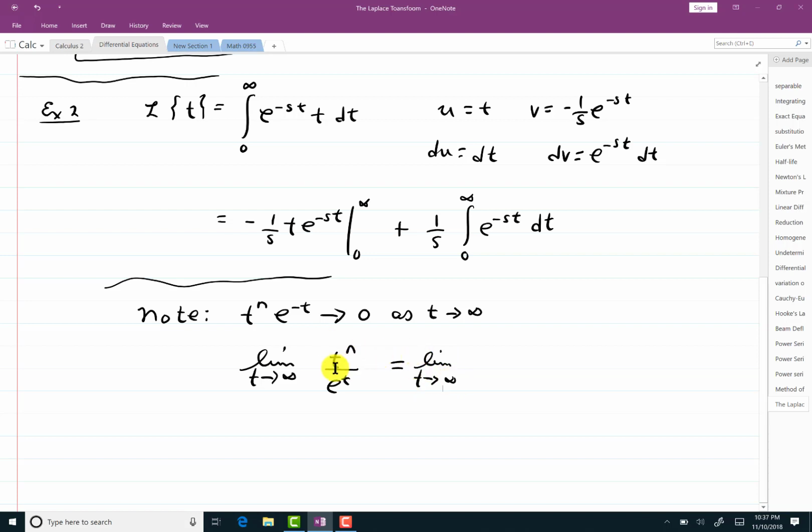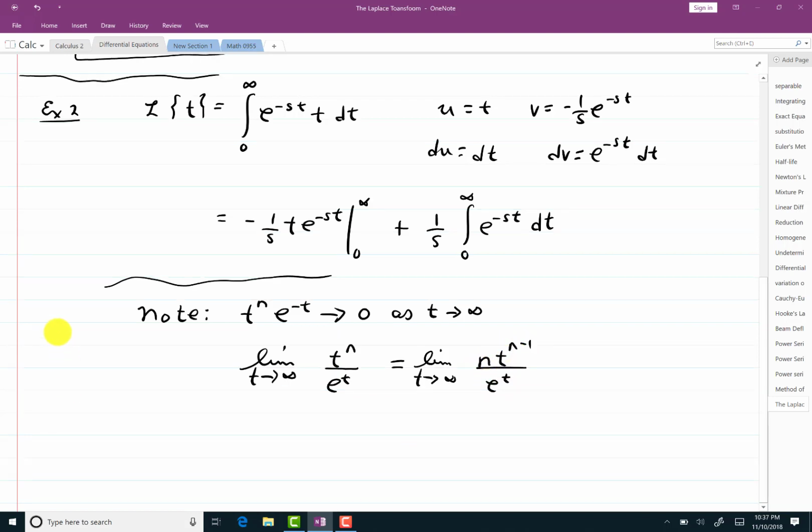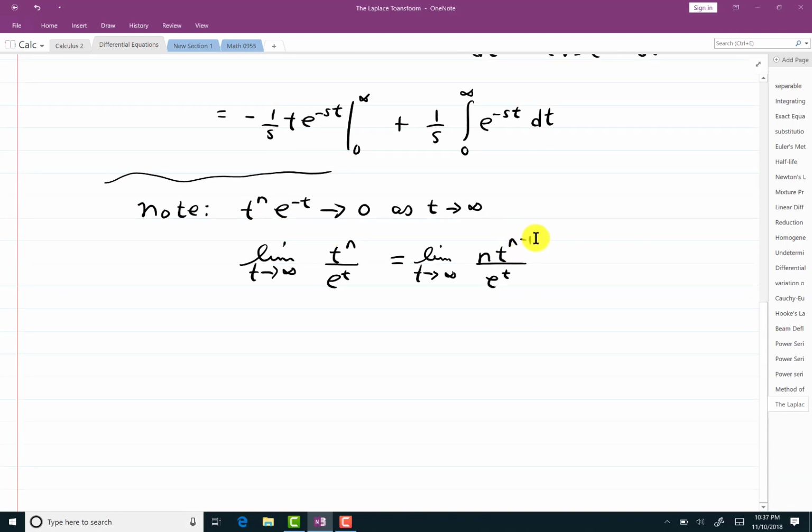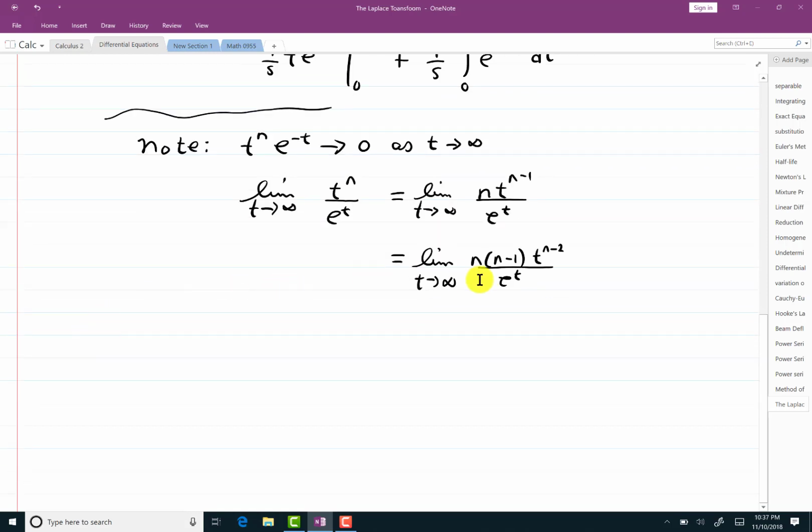L'Hopital's rule says that you are permitted to differentiate the numerator and denominator. Well, you can see now if n minus 1 is still greater than 0, then the numerator is still going to infinity, and so is the denominator. Notice this denominator has not changed. So I can use L'Hopital's rule again. Well, you can see the same kind of things happening, infinity over infinity. I'm just going to apply L'Hopital's rule, n minus 2 more times.